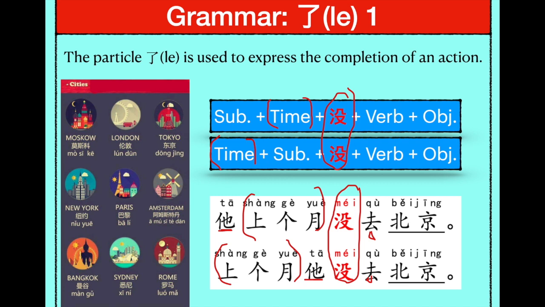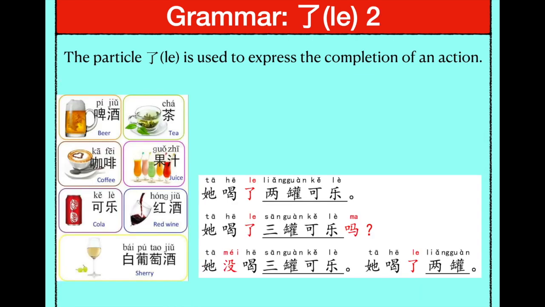Same thing, use the words from the word bank to replace the place here. So for the first one, he didn't go to Moscow last month. So your sentence should be 他上个月没去莫斯科。Or 上个月他没去莫斯科。Okay, next one.